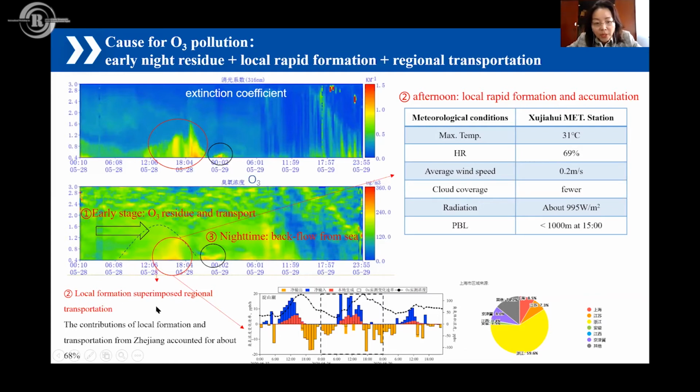The second reason is that at midnight, when the wind speed is quite low, local formation also occurs in Shanghai. We also use the model to analyze the transport of ozone from other provinces. You can see that the transport of ozone from Zhejiang accounted for almost 70% in these pollution cases.